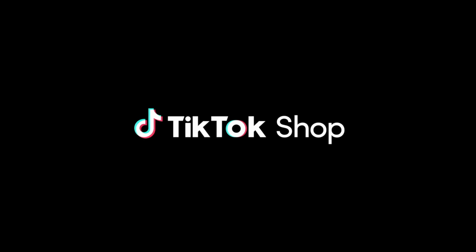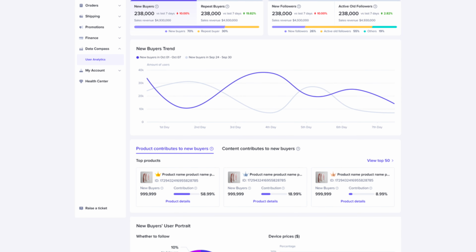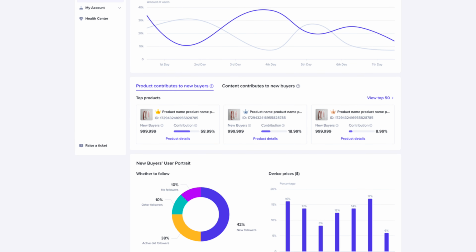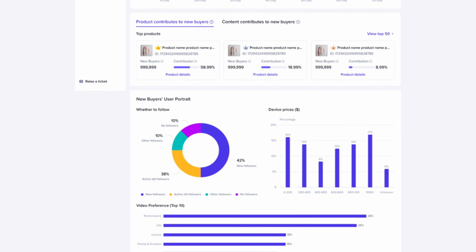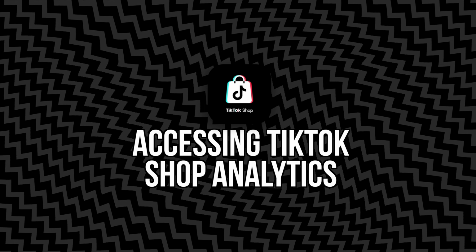TikTok Shop Analytics provide insights into video views, conversion rates, audience demographics, product performance, and post-purchase behavior. These metrics show you what's working and what isn't, and where opportunities lie. Armed with this information, you can adjust your content strategy, refine your product listings, and invest your marketing budget where it counts.